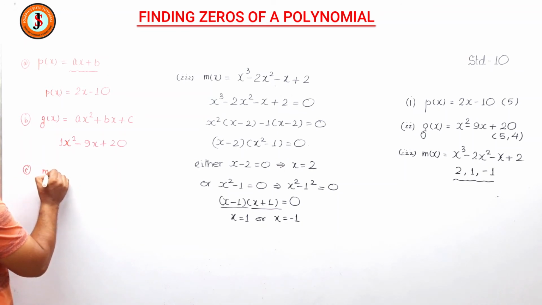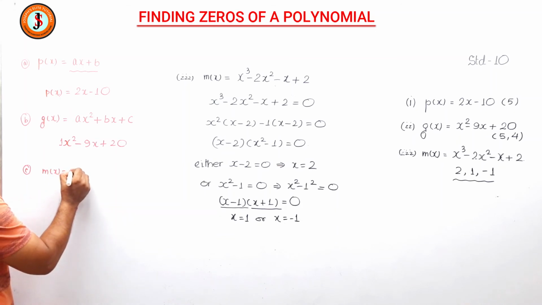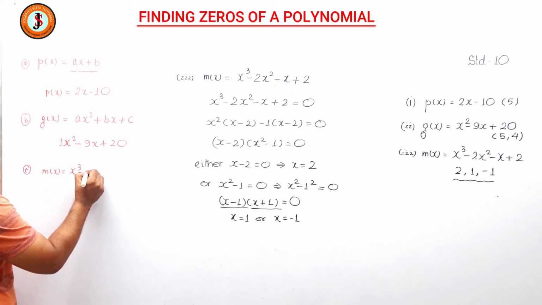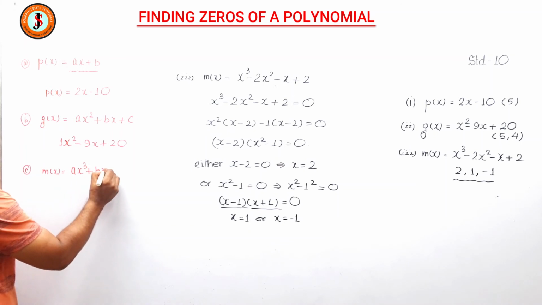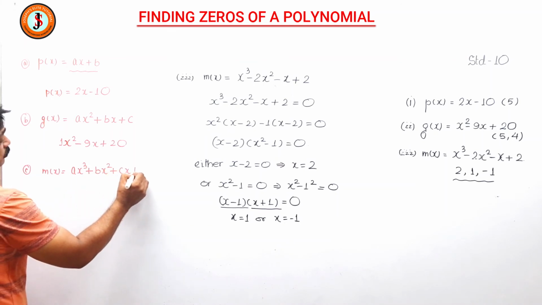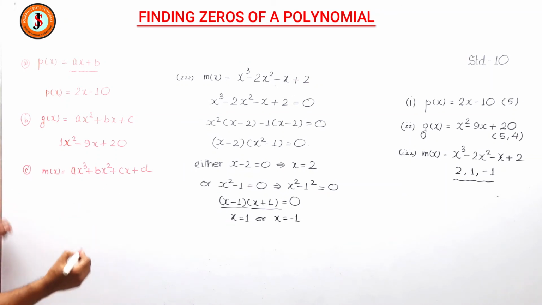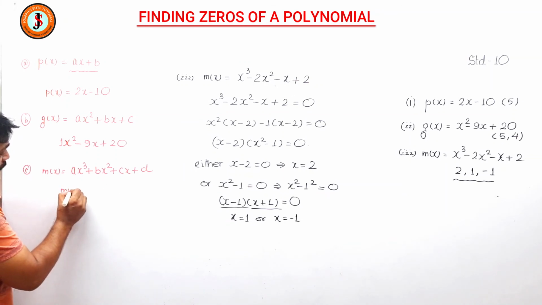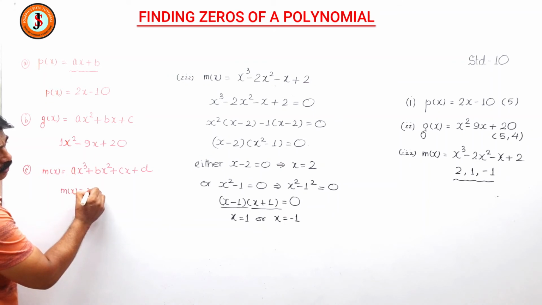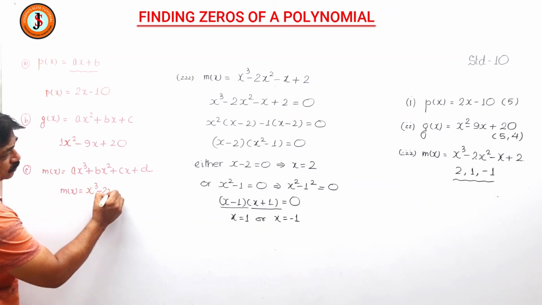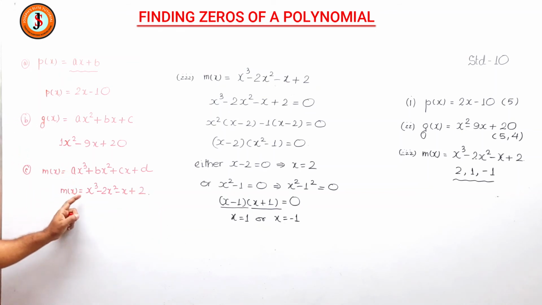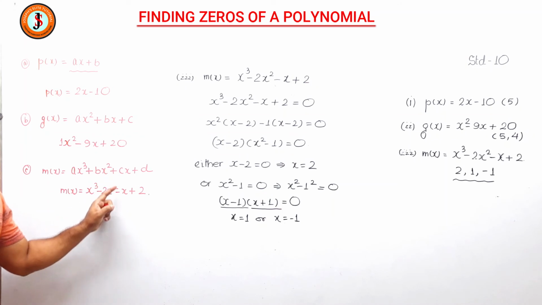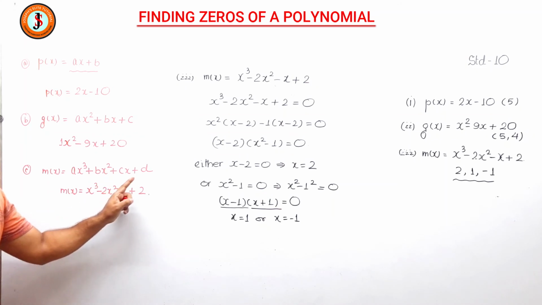Then C, what do we have? Mx is equal to x cube minus 2x square. So mx, so that is a cubic polynomial. So general formula for cubic polynomial is ax cube plus bx square plus cx plus d. So I write mx below this. So it is how much? X cube minus 2x square minus x plus 2. So A is equal to 1, B is equal to minus 2, C is equal to nothing is there means minus 1, and D is equal to 2.